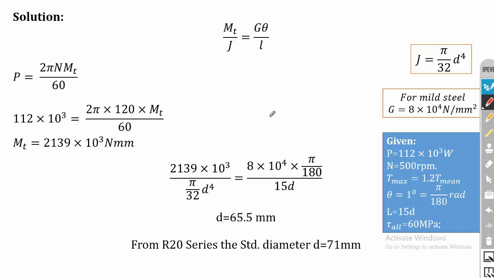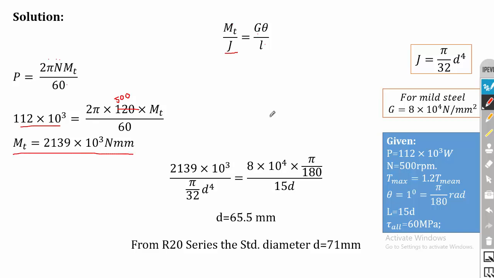So the torsion equation is Mt by J is equal to G theta by L. The power is given, it is 112 into 10 power 3, and the power equation is 2 pi N Mt divided by 60. The N is given, it is 500 rpm. So Mt is equal to 2139 into 10 power 3 Newton mm. Further we can substitute the Mt value in this equation, and J is pi by 32 d power 4. So substitute the value of J.